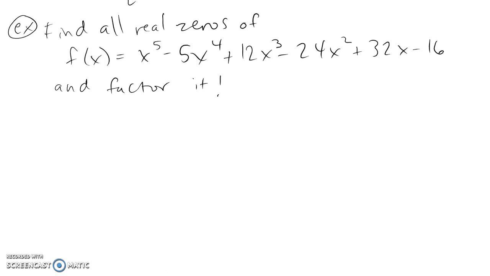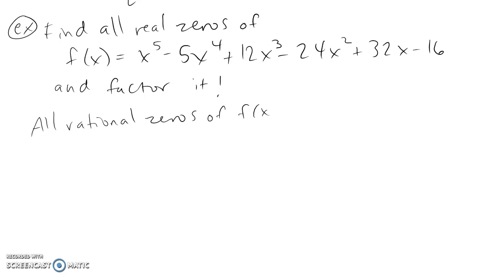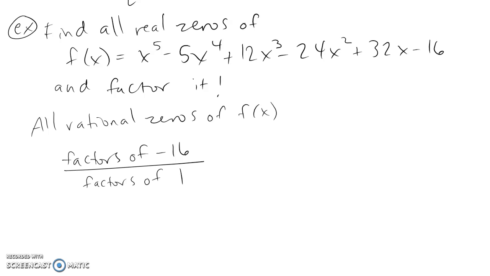If I'm looking for zeros of this function, I know I can test them using synthetic division, the remainder theorem, and the factor theorem. But where do I start? Well, that's what the rational zeros theorem does for us: it narrows down which things could possibly be the zeros. So all rational zeros of f of x are of the form factors of the constant term, which is negative 16, over factors of the leading coefficient, which is 1.